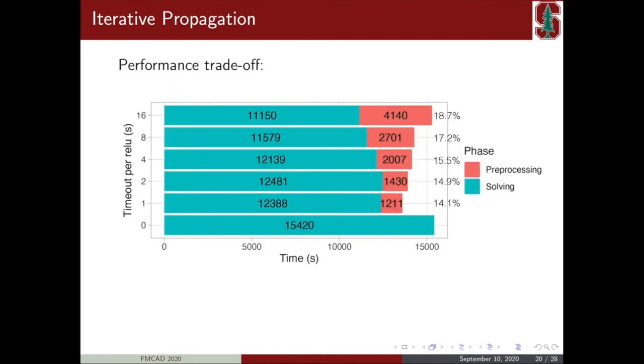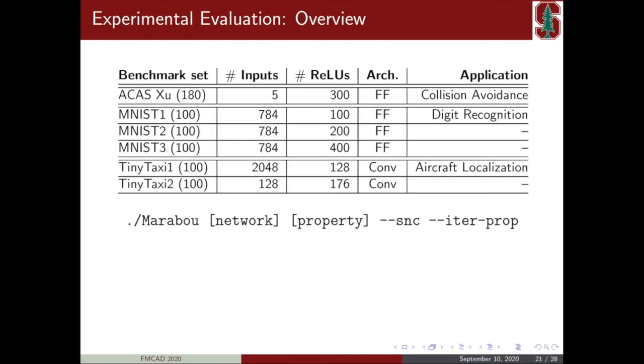We conducted an experiment to explore this trade-off. The x-axis is the time to solve a set of benchmarks, and the y-axis is the per ReLU timeout in the iterative propagation. The percentage shown on the right is the percentage of ReLUs fixed by iterative propagation. As the per ReLU timeout increases, the solving time continues to decrease and more ReLUs are fixed. However, the preprocessing also becomes more expensive, and it is no longer worthwhile to do when the per ReLU timeout exceeds 8 seconds. I'm now going to present some more experimental results.